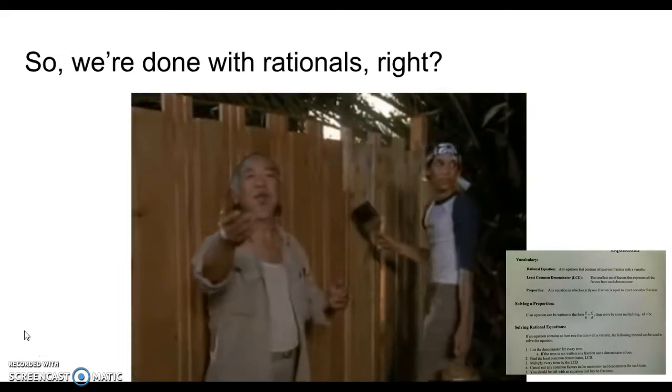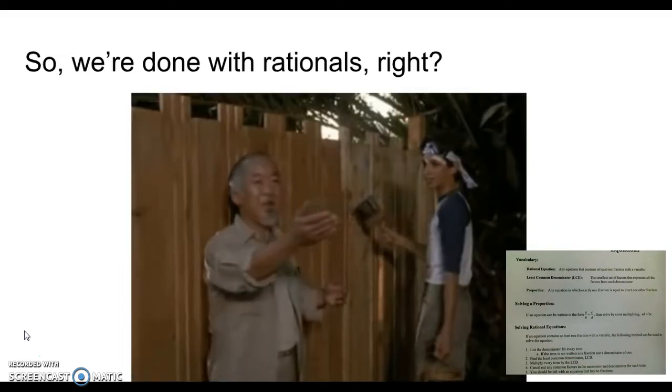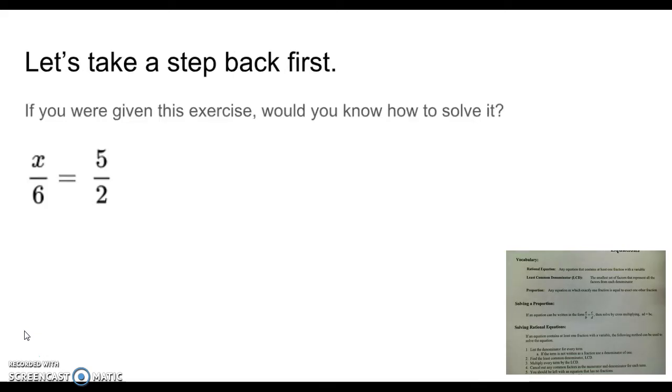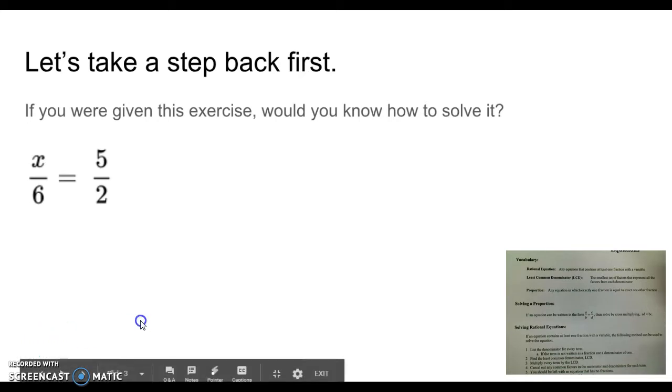Because it turns out that there is still quite a bit more that we can do with rationals, even though you feel like we've spent quite a lot of time on it. So taking a look back, if you had an exercise, something like this, think about what you would do to solve it. And thinking back to middle school or Algebra 1, you'd recognize that as a proportion, two fractions that are equal to one another. And it's possible for us to have a proportion that is made up of rational expressions as well.